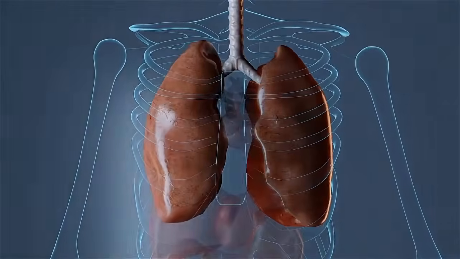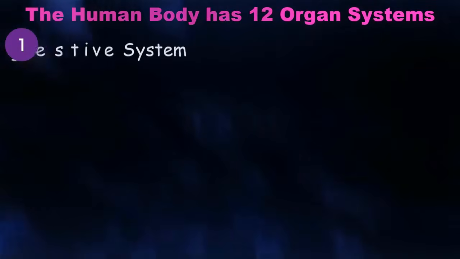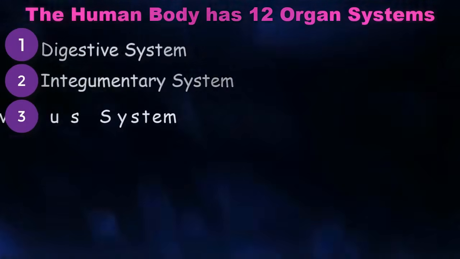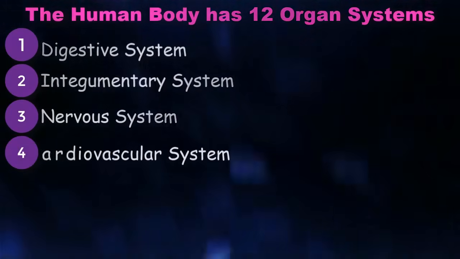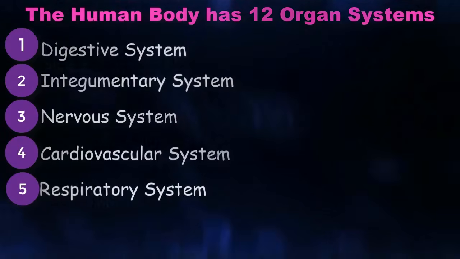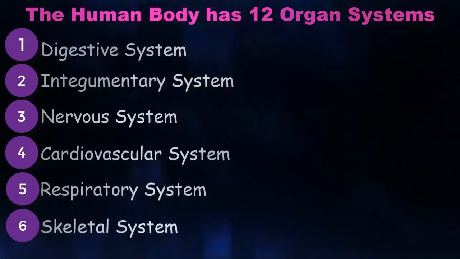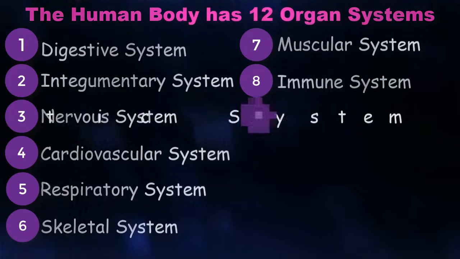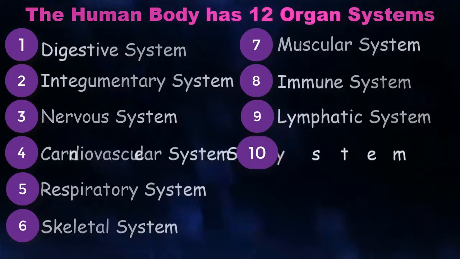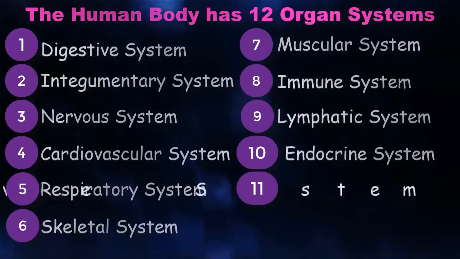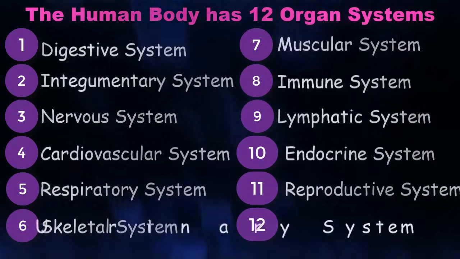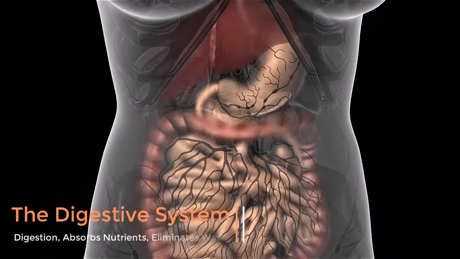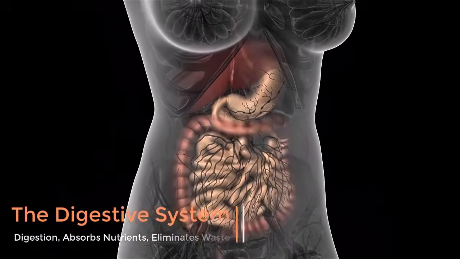in the body. These include the digestive system, the integumentary system, the nervous system, the cardiovascular system, the respiratory system, the skeletal system, the muscular system, the immune system, the lymphatic system, the endocrine system, the reproductive system, and the urinary system. The digestive system functions to absorb nutrients from the foods we eat and to eliminate indigestible waste.